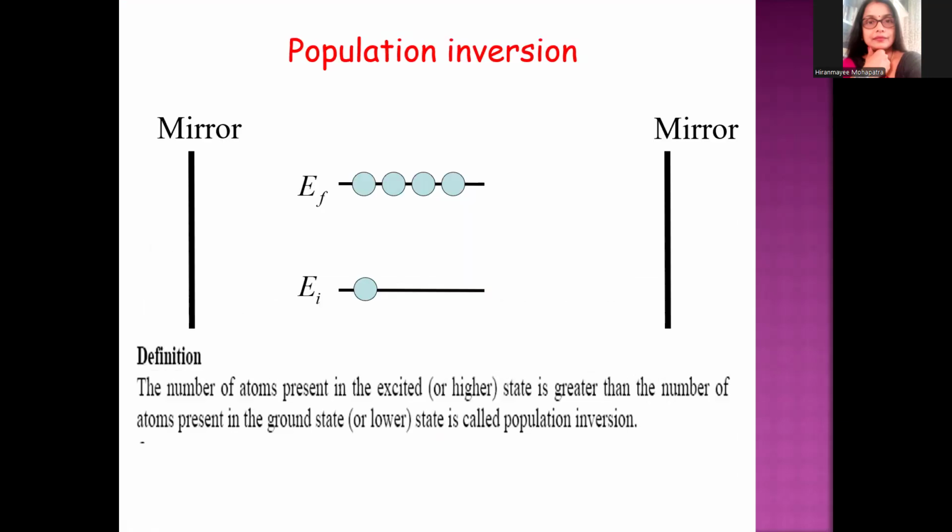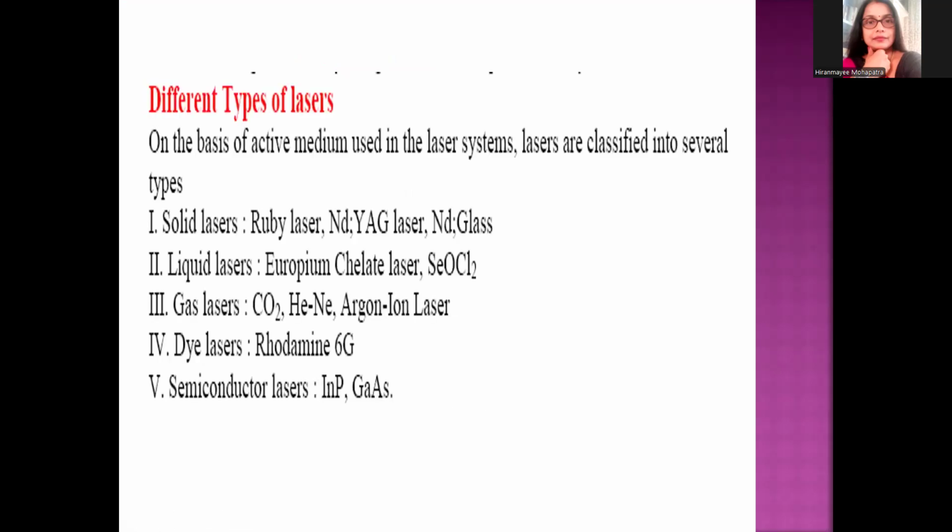Then coming to another important process, population inversion. In the population inversion process, normally most atoms remain in the lower energy state. But for laser action, more atoms must occupy the excited state than the ground state. This condition is called population inversion. This condition is achieved using pumping mechanisms. So without population inversion, laser action is not possible.